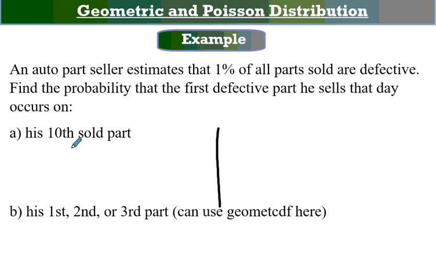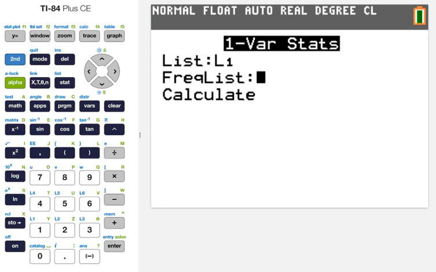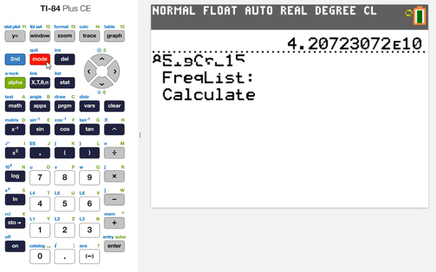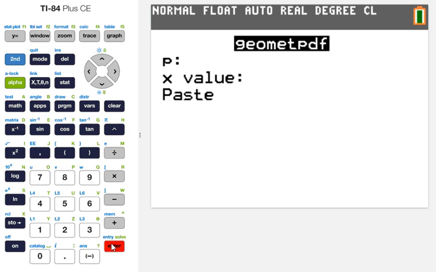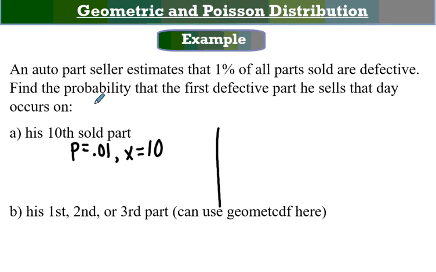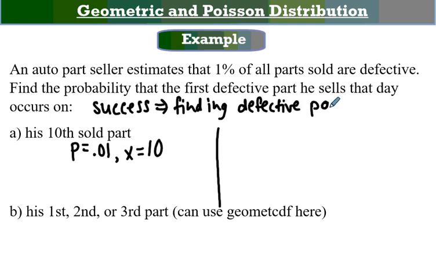If I were going to use the calculator, I would first need to define what the probability of success is. The probability of success is 0.01. And we want it to occur on the 10th trial. So if I grab a calculator, I'm going to go to second, distribution. I want to choose geometric PDF, which is option E. Probability of success is 0.01, which is finding a defective part, which is kind of a weird way to define success, but that's what it is in this case. You should probably list that. We should say success entails finding a defective part.